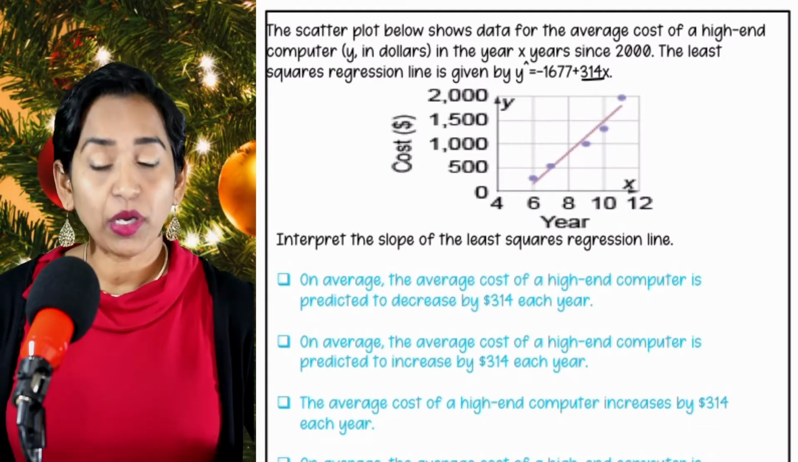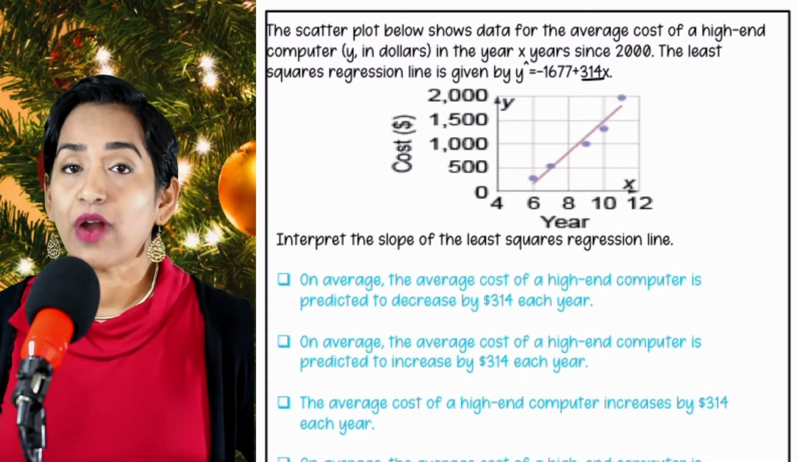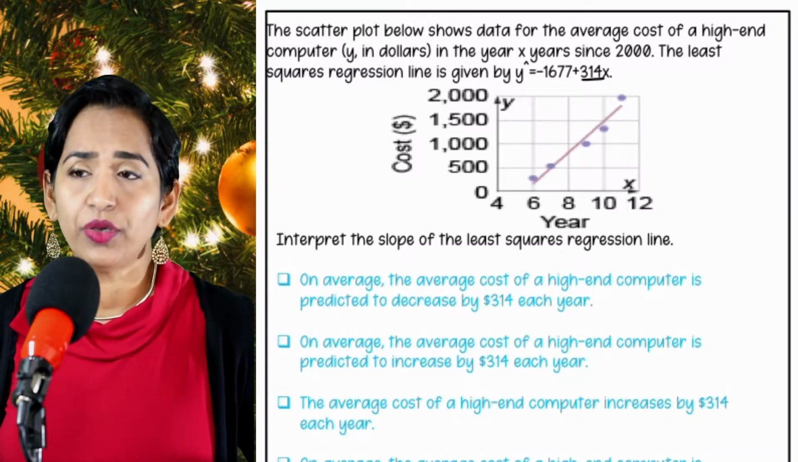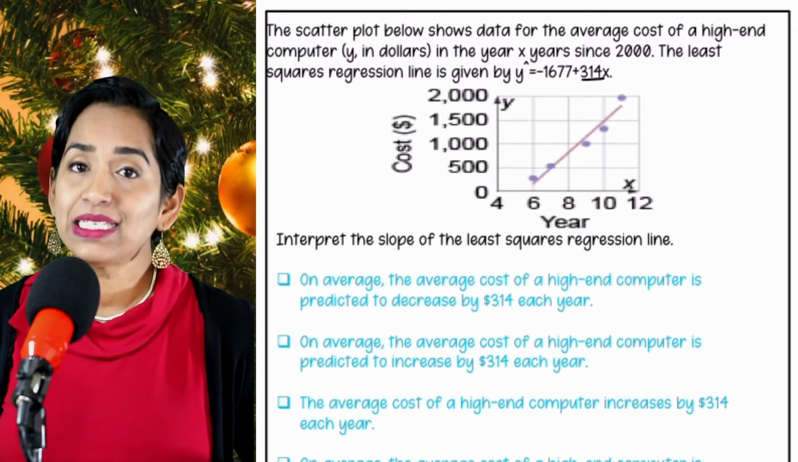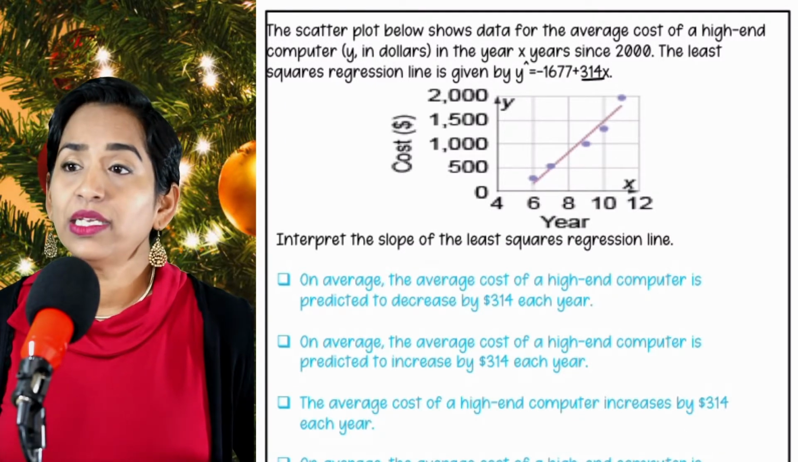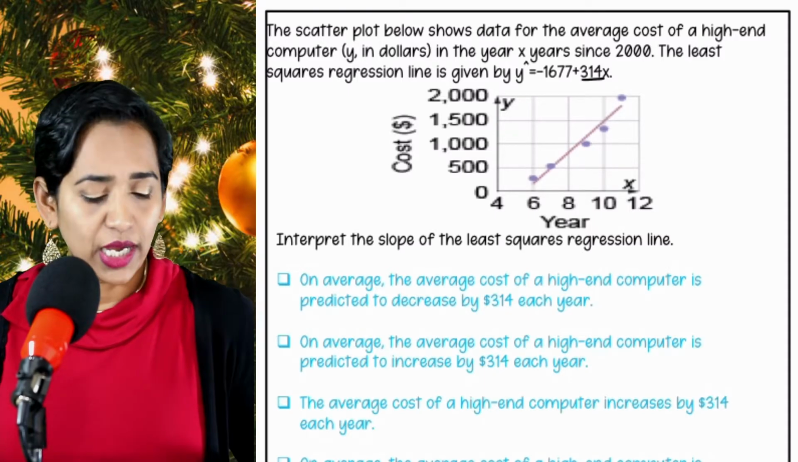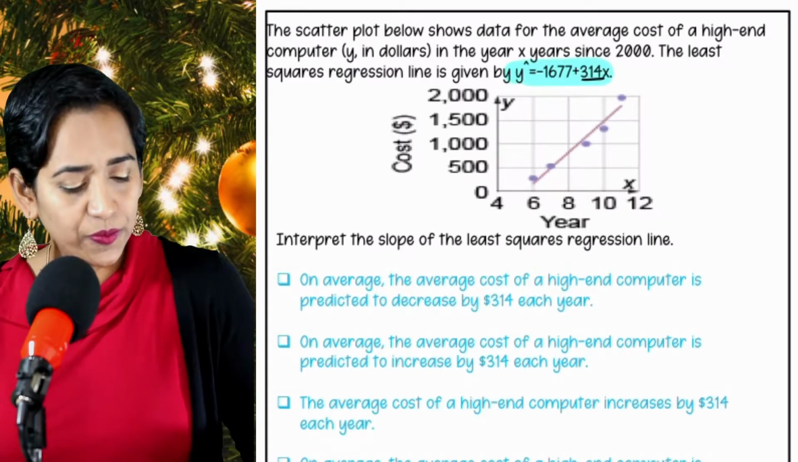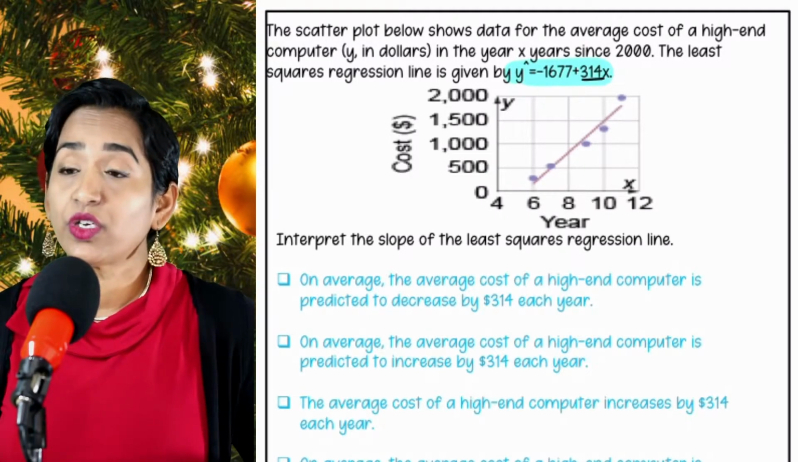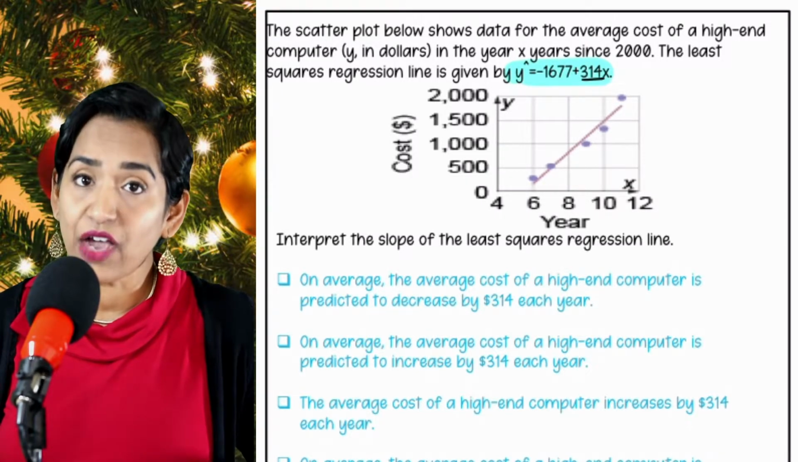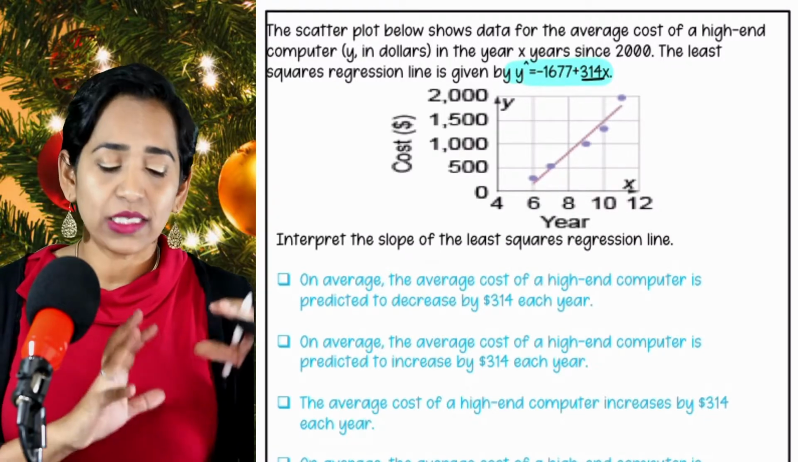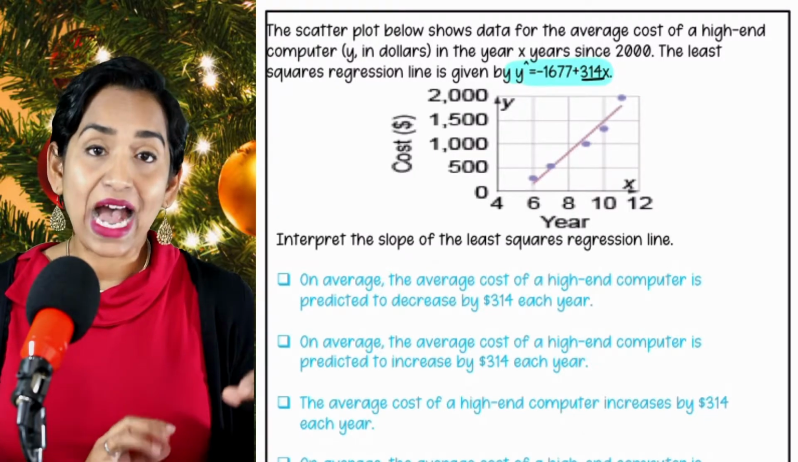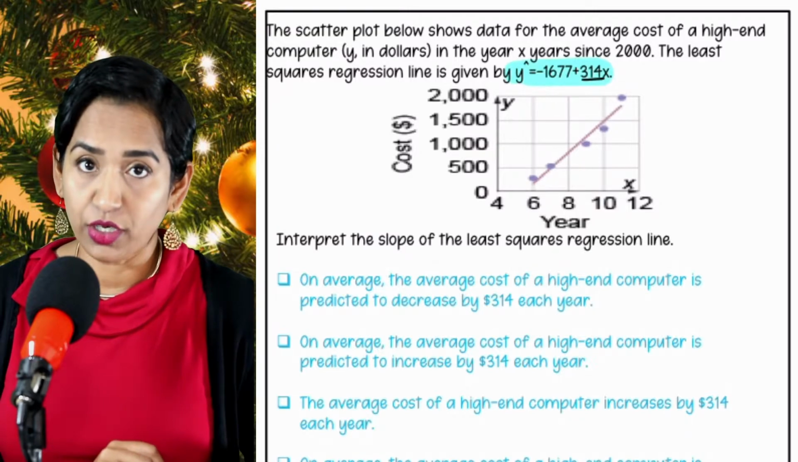The scatter plot below shows data for the average cost of a high-end computer in the year X since 2000. The least squares regression, the line of best fit, is given by this equation. As you can see, the cost of the computer is increasing on average. So this plot gives you the average cost of the high-end computer.